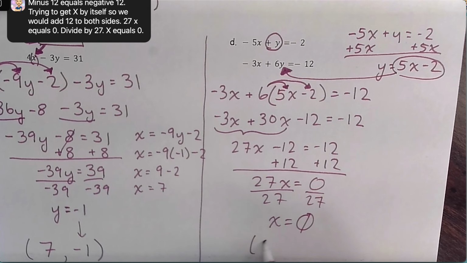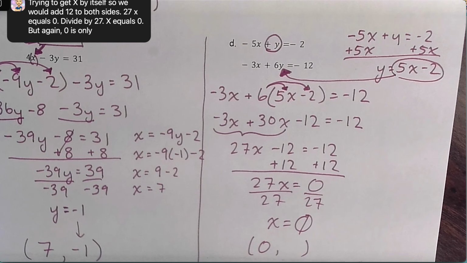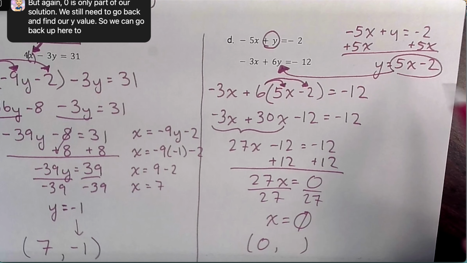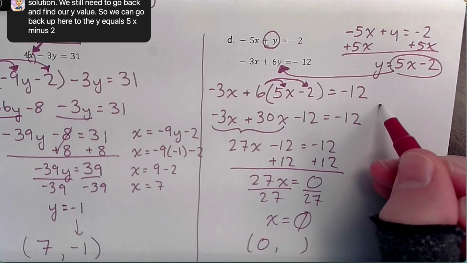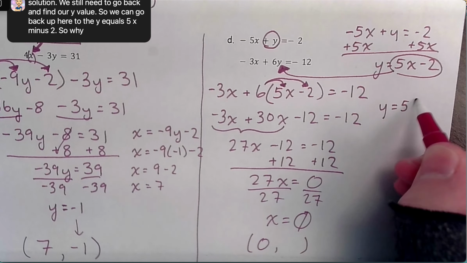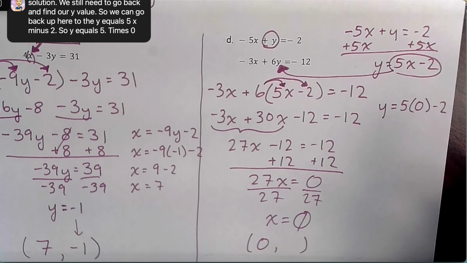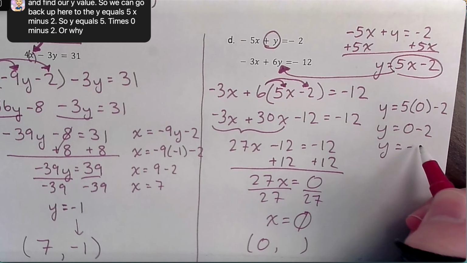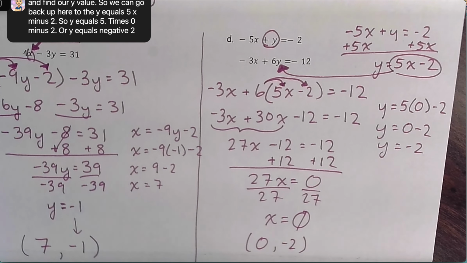But again, 0 is only part of our solution. We still need to go back and find our y value. So we can go back up here to the y equals 5x minus 2. So y equals 5 times 0 minus 2, or y equals negative 2. And we're done.